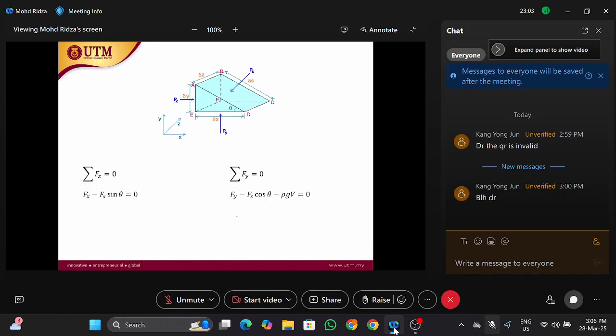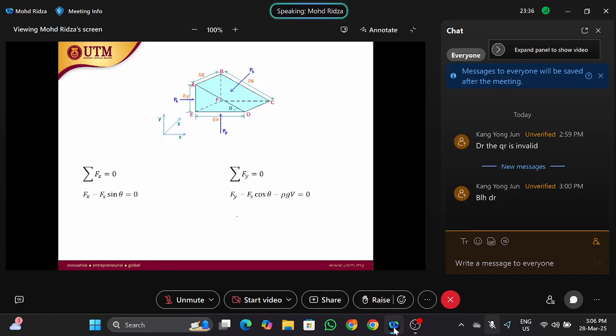So for example, summation of force in the x direction, what do you have in the x direction? You have the pressure in the x direction, and also you have the pressure on the surface S, but you have to find the x component. So those are the two forces in the x direction. On the y direction, you have Py, pressure due to y, and then Ps, but the y component, and then you have the weight of the volume of the water itself, rho g V.